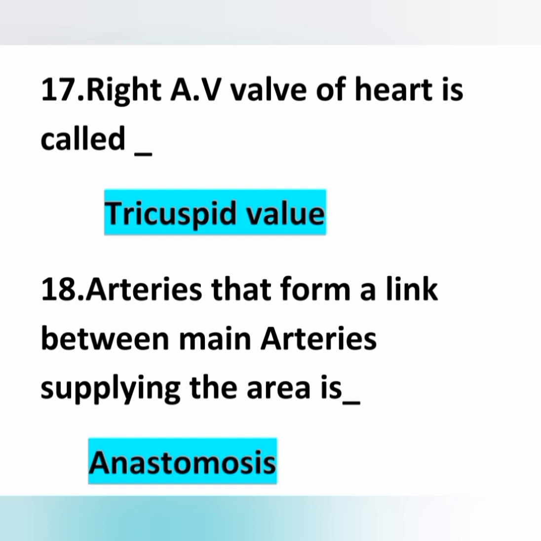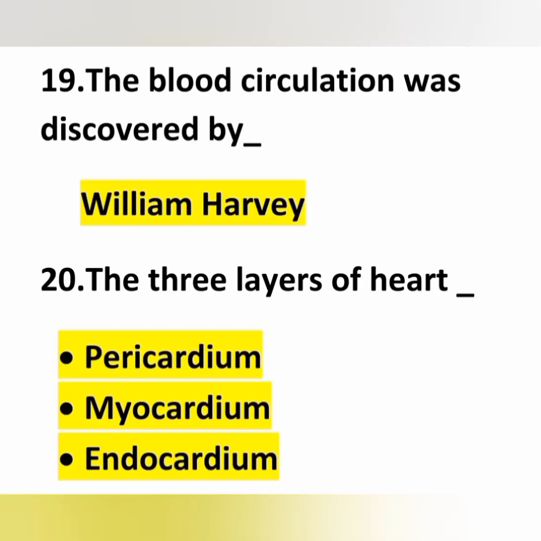And the next point, the arteries that form a link between the main arteries supplying the area are known as anastomosis. And the next point, the blood circulation was discovered by William Harvey. And the next point, the three layers of the heart include pericardium, myocardium and endocardium. These are the three layers of the heart: pericardium, myocardium and endocardium.